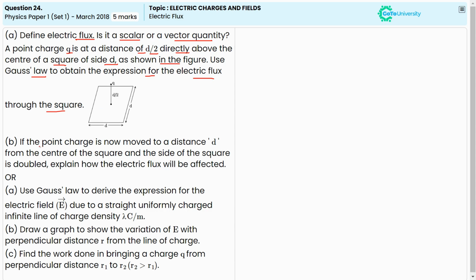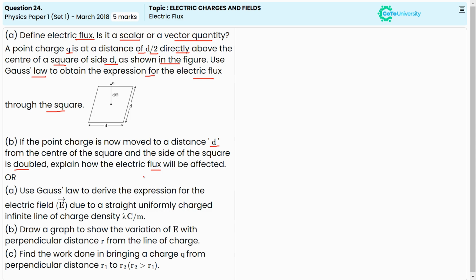Okay. And the B part of the question is, if the point charge is now moved to a distance d from the center of the square and the side of the square is doubled, explain how the electric flux will be affected.